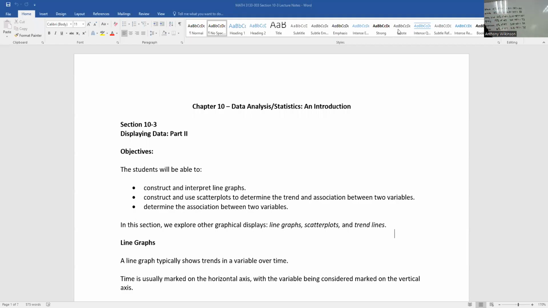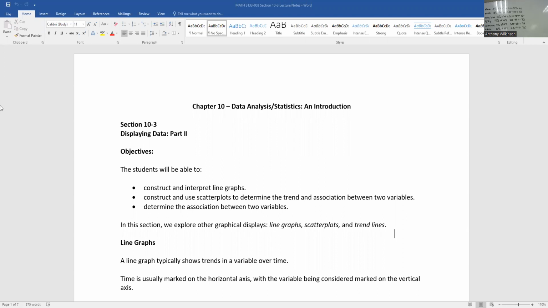Okay. All right, so now we'll look at section 10-3, and this is part 2 of displaying data. In this section, we're going to be constructing and interpreting line graphs. Also, we're going to use scatter plots to determine the trend and association between the two variables. I think I kind of repeated myself in these objectives here.